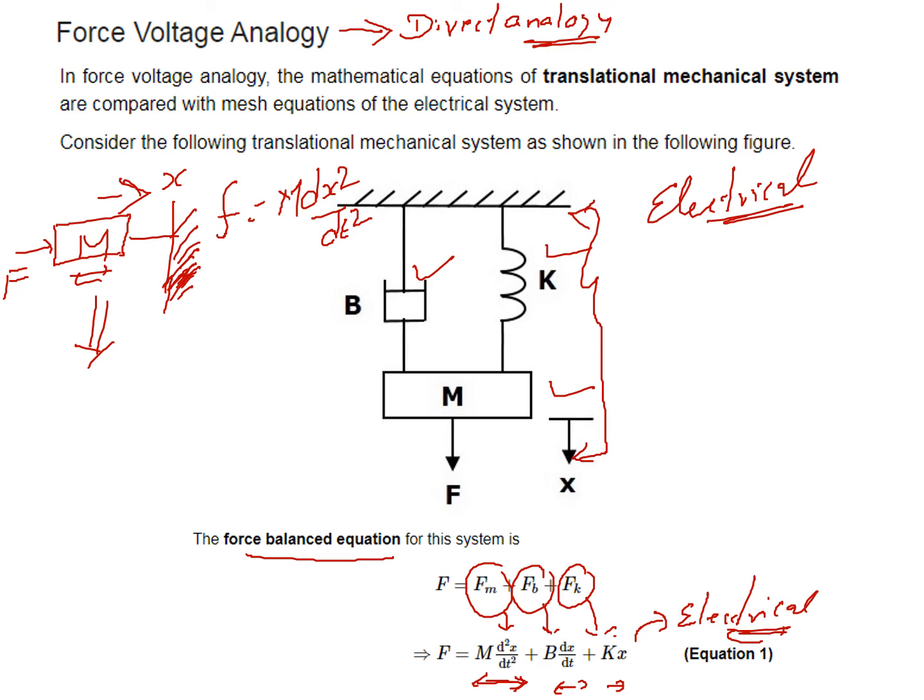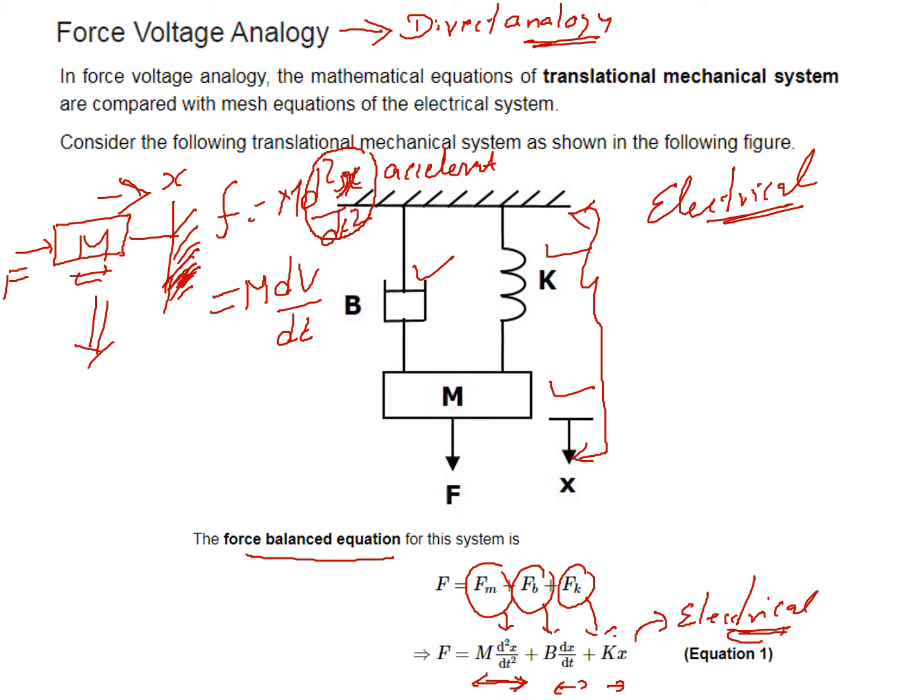Okay, d square x by dt square is the rate of change of the displacement with respect to time, twice. What is this? This is nothing but acceleration, which is nothing but the rate of change of the velocity with respect to time.